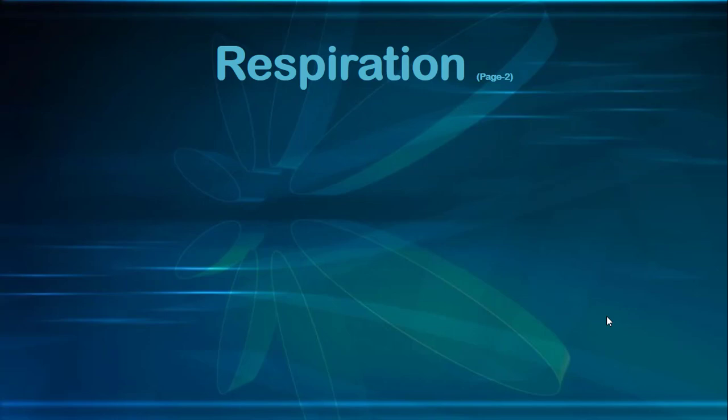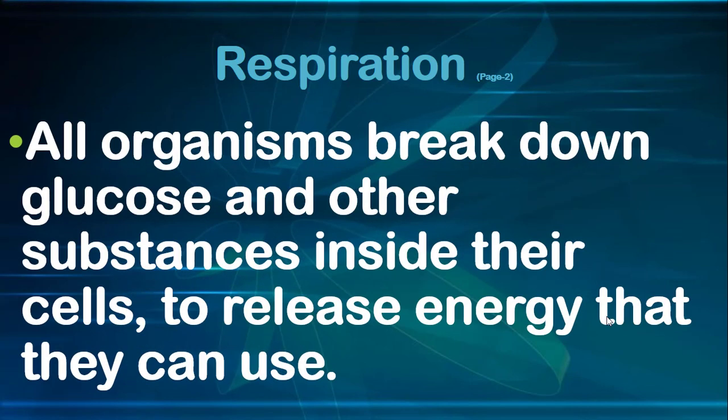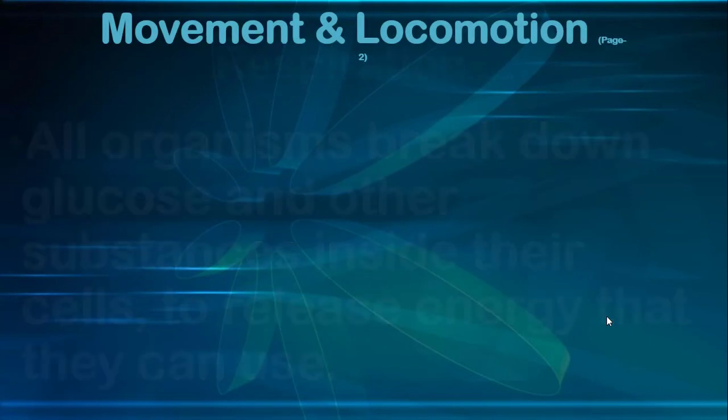One more thing I would like to explain is respiration. Respiration simply means the oxidation of food to release energy. All living organisms break down glucose and other substances inside their cells to release energy they can use. Now, all living organisms, whether plants or animals, need energy. This energy comes from the food we eat. Plants produce the food particles they need, and animals absorb the food particles from the plants or other living organisms.